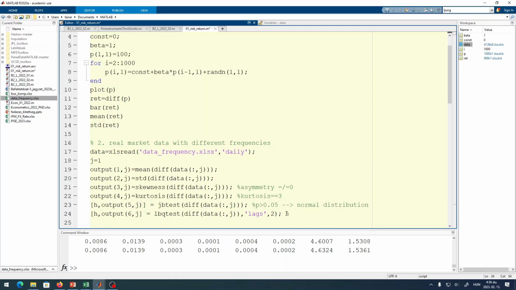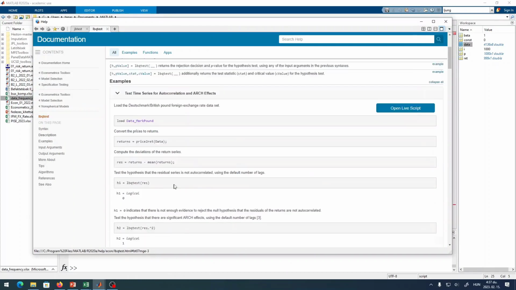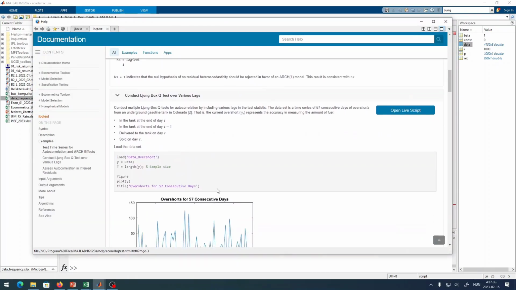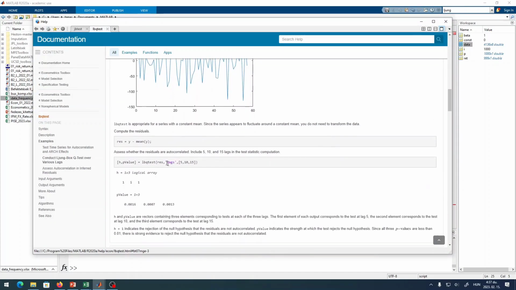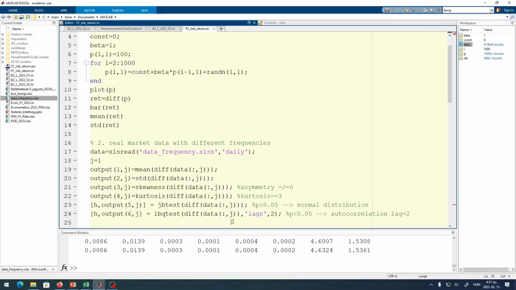If p is smaller than 0.05, then it has autocorrelation. Sorry. Lag 2. Was it legs? I know that it was, yeah, it's legs, okay. Also, we should end this bracket.